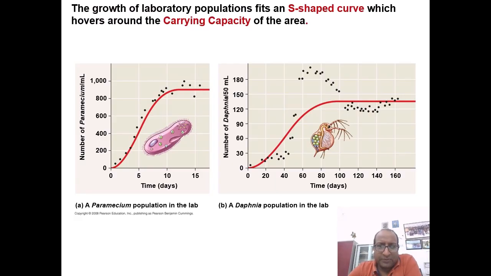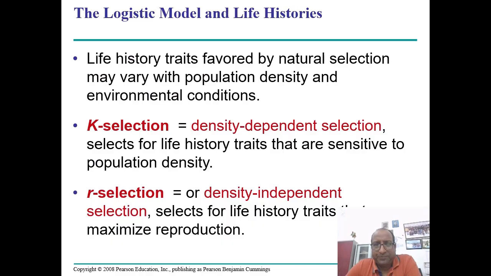So this is a population fluctuation. It is not following the sigmoidal curve. It can happen in any population. Suddenly the population will overshoot the carrying capacity, then because of the struggle and some collapse, it will again come down to the carrying capacity. So the logistic model and life history.